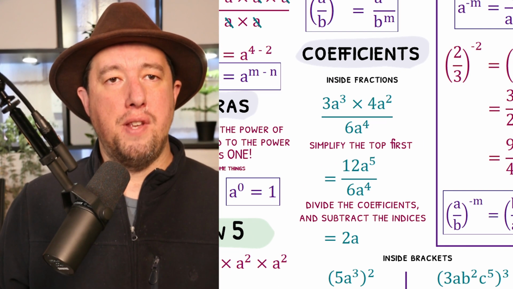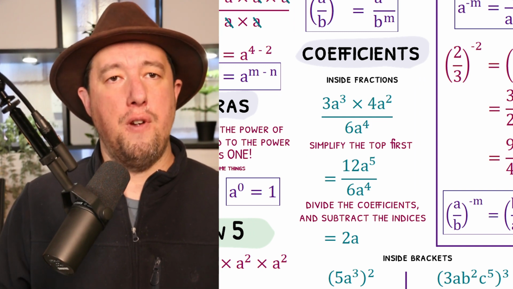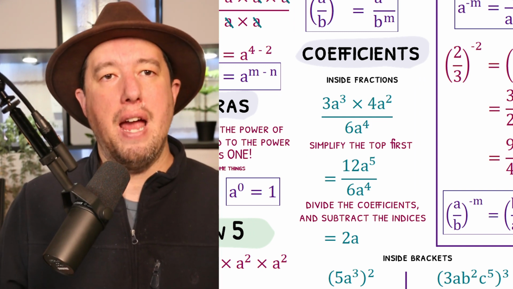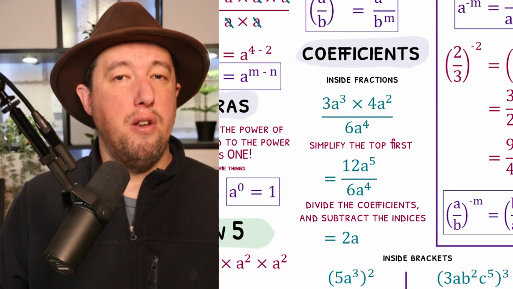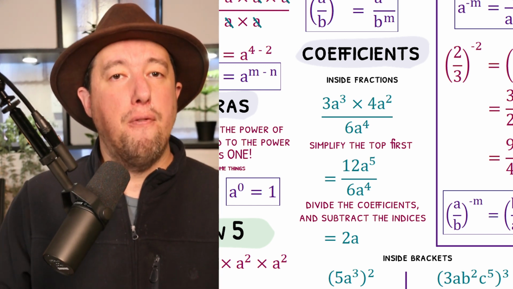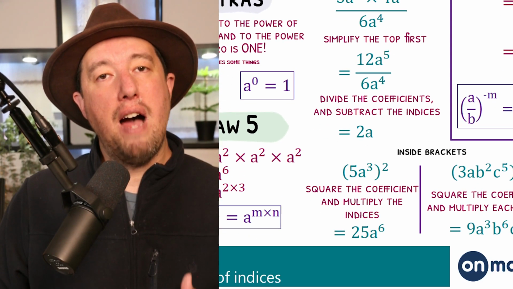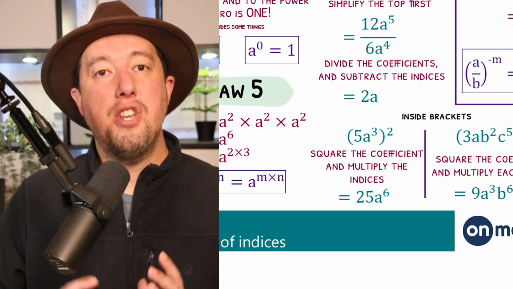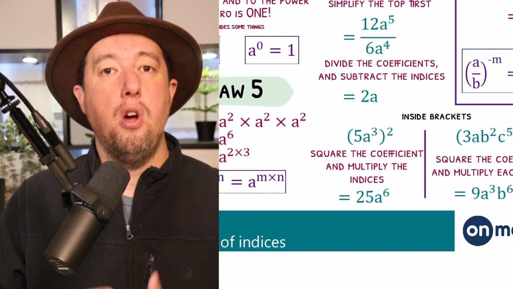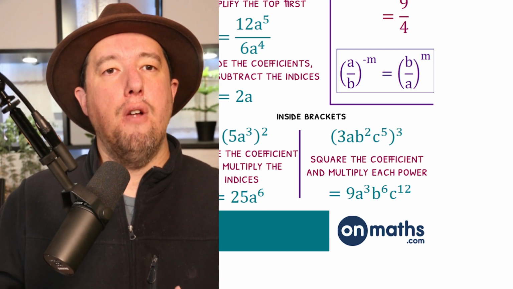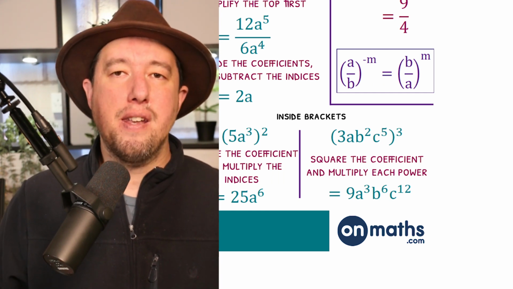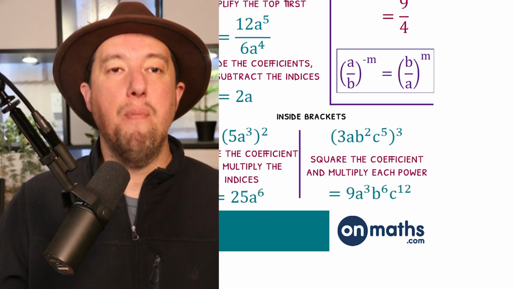All the laws we have discussed can work alongside coefficients, such as the 3 in 3a. If we have powers in a fraction, make sure you simplify the numerator and denominator first before dealing with the division. If we have a coefficient inside a bracket, don't forget that the coefficient must always be raised to the power outside the bracket. If we have a bracket full of lots of variables, I personally go from left to right, dealing with them one at a time.